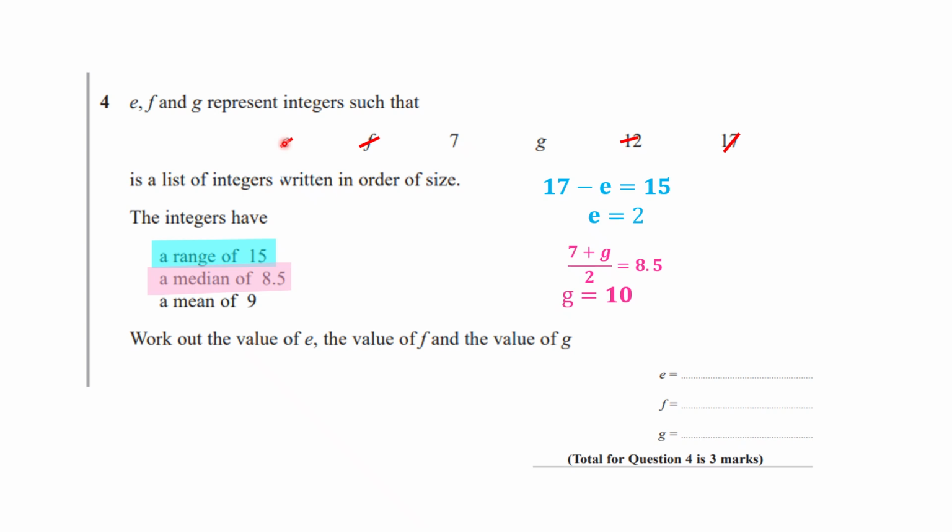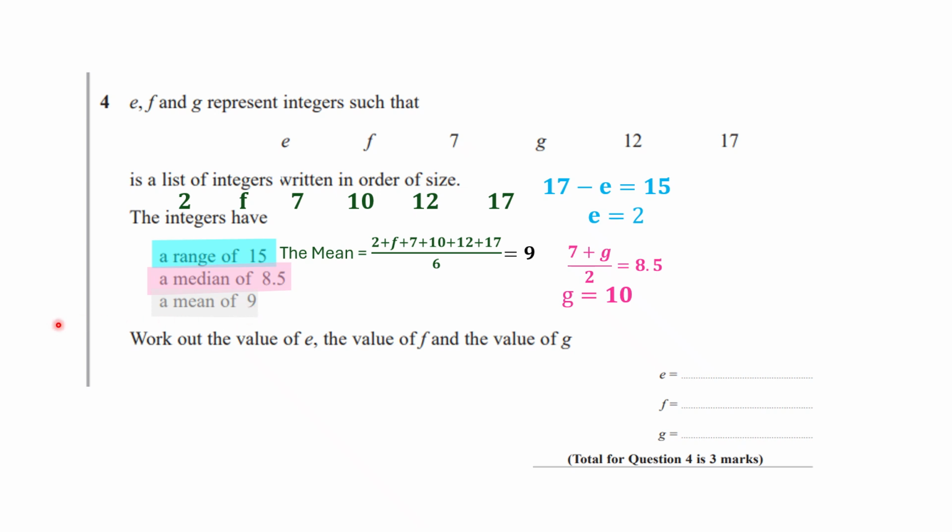The mean is when you add all the numbers and divide by how many there are. So we add them and divide by 6 because there are 6 numbers. Let's add them. I just wrote the new numbers. I wrote the 2 and G. So let's add them. 2 plus F plus 7 plus 10 plus 12 plus 17, divided by 6, equals 9, because they say the mean is 9.